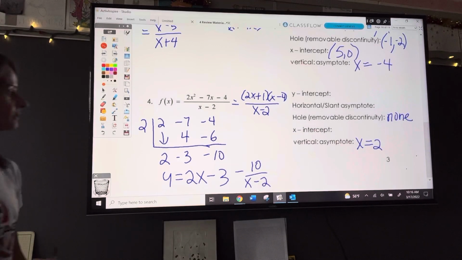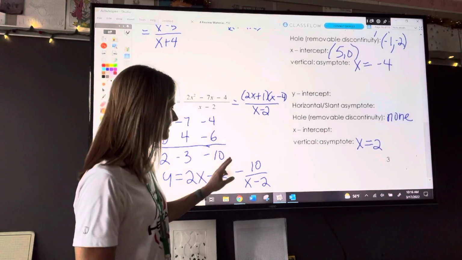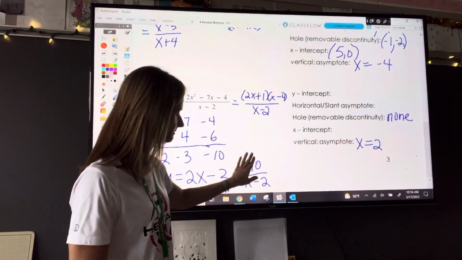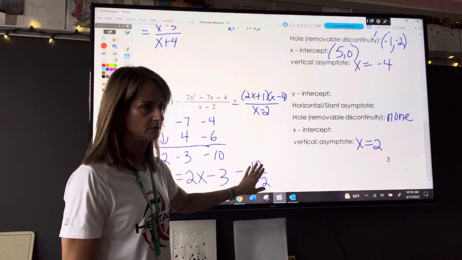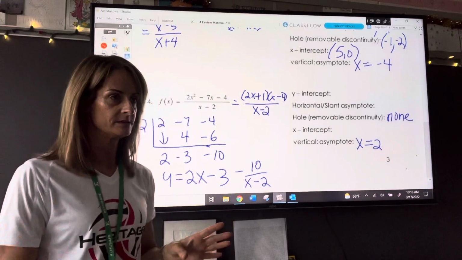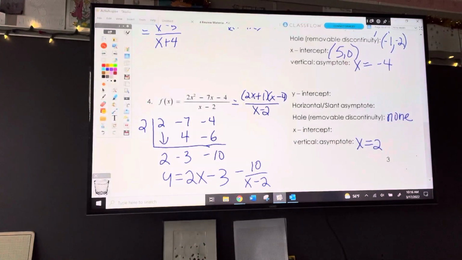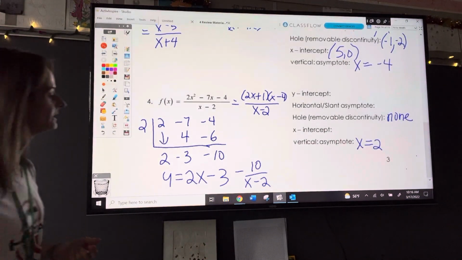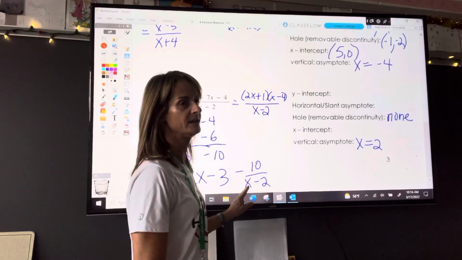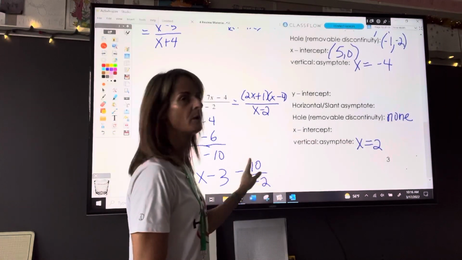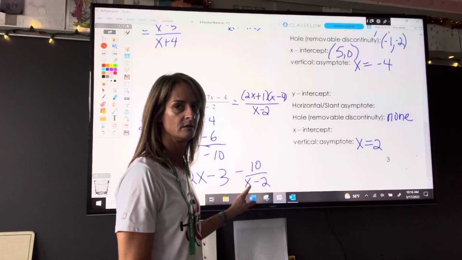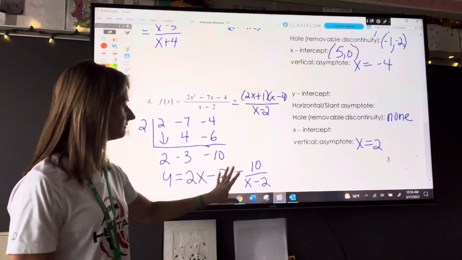That is the remainder. You don't need this part right here, right now. You will need it in calculus. Really, why we don't need it is because as x approaches infinity, the denominator is getting bigger and this term is approaching 0. So we don't really need that right now.